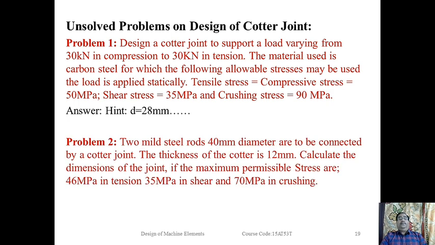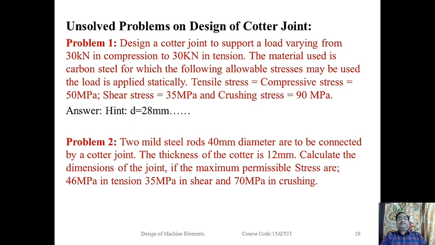Problem number 2. Two mild steel rods 40 mm diameter are to be connected by a quarter joint. The thickness of the quarter is 12 mm. Calculate the dimensions of the joint if the maximum permissible stresses are 46 megapascal in tension, 35 megapascal in shear and 70 megapascal in crushing.